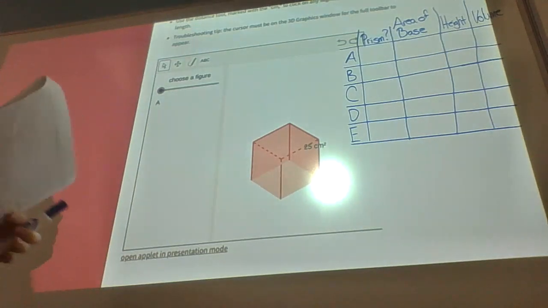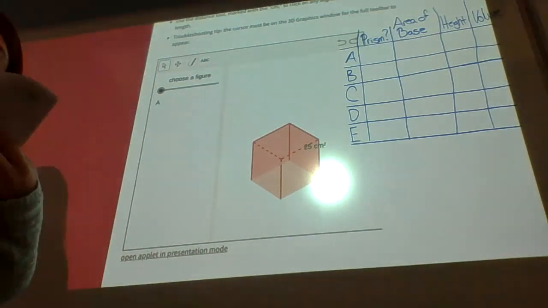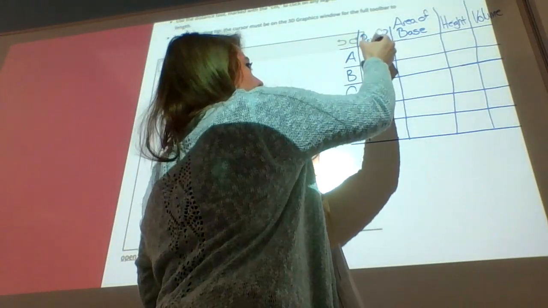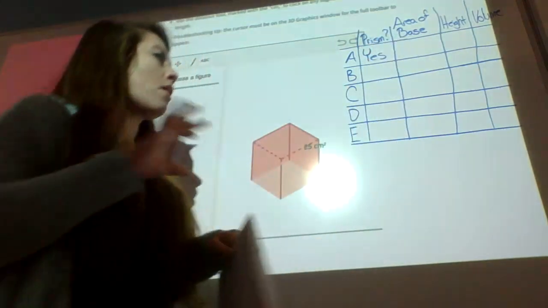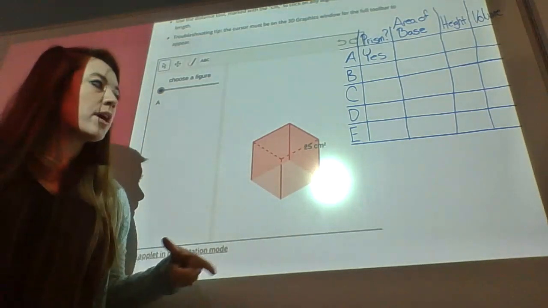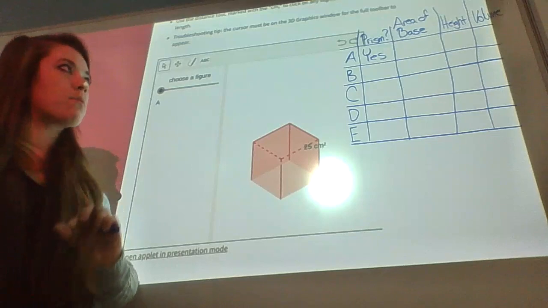So our first figure here, we have this cube. First of all, is it a prism? Yes, it is a prism. All of the sides are nice and straight. They are all the same, and it's closed. So this is a prism.